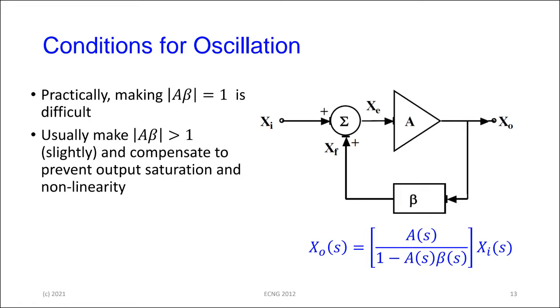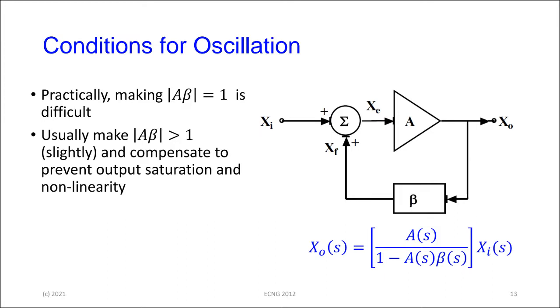So making A beta equal to 1 is difficult, right? Exactly equal to 1. We know components have tolerance values. We know that things vary with temperature, with voltage, and the like. So usually what we do is we compensate by going a little bit above. We try to make the magnitude of A beta slightly greater than 1. And then we do some other little magic with the electronics to prevent the saturation and nonlinearity from happening. We'll talk about that a little bit later on in this whole discussion on oscillators.